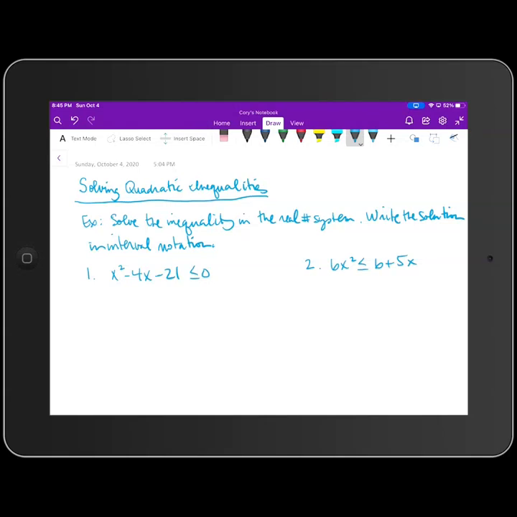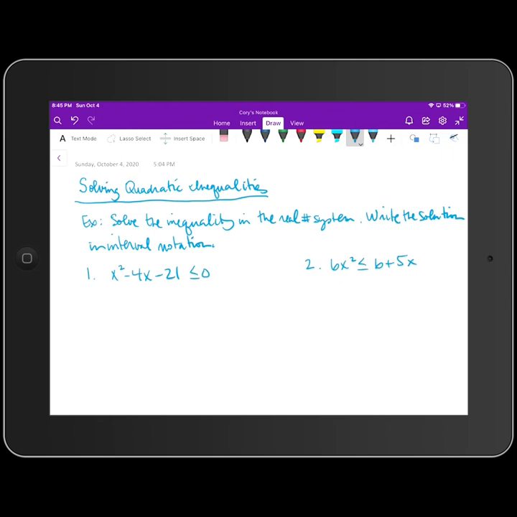Okay, so we are going to move on to the next lesson, which deals with solving quadratic inequalities. And this is something that we'll see again later on in the school year, working with polynomial inequalities and rational inequalities. And this concept is super important when you get into calculus. You're going to be doing a lot of solving inequalities in that class.